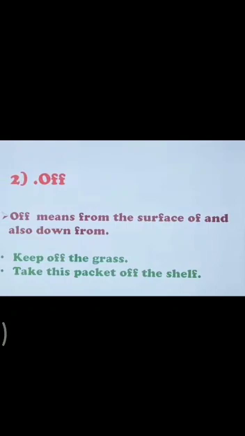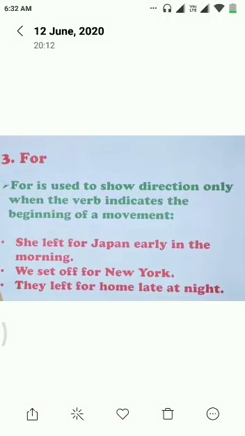The second example is off. Off means from the surface of and also down from. The first example is keep off the grass. Then, take this packet off the shelf. So it shows from which surface we have to take the packet, from the shelf.